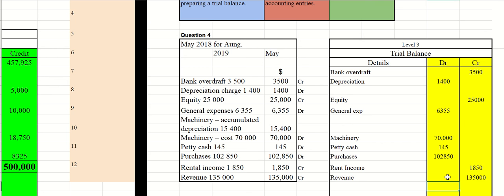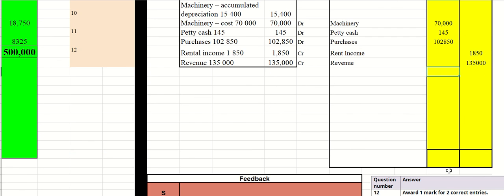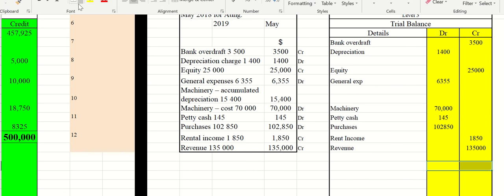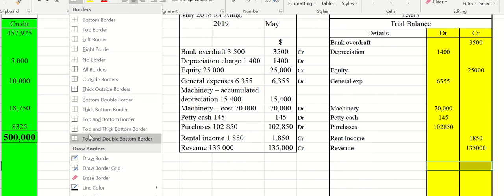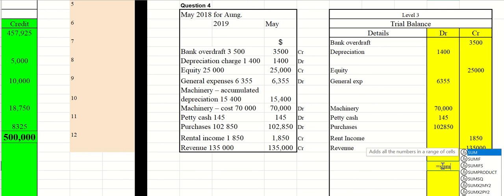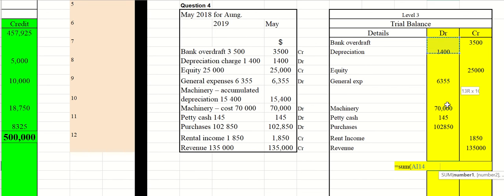Now I purposefully ignored balancing certain information. Now let's tally the debit side with the credit side. Let me take the total of the credit side, and then the total of the debit side. Let's see if it balances or if there are any differences. It doesn't balance. The debit side is greater.